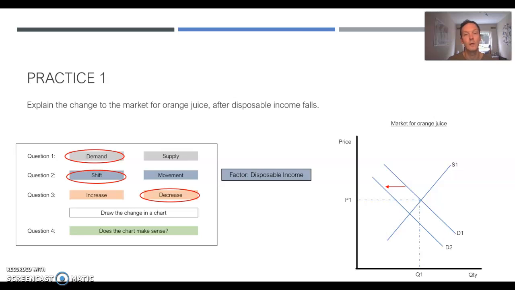And then you're going to draw your new equilibrium point. We see we've gone out from the equilibrium point where the new demand and the existing supply meet, out to the price axis, notate that with P2, and then we go down for a new Q2, and then some arrows to show the direction of movement. And this is the point at which you can ask yourself, does it make sense? If disposable income falls, if people have less money, does it make sense that the quantity traded of orange juice falls? Yes, it does.